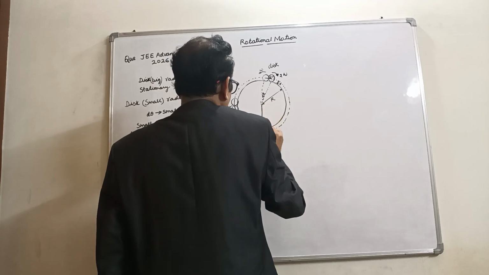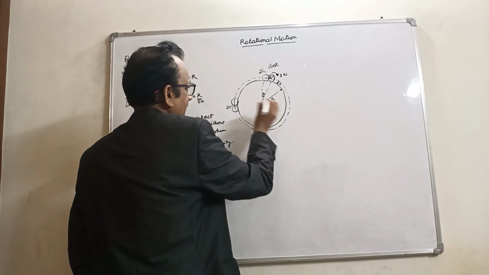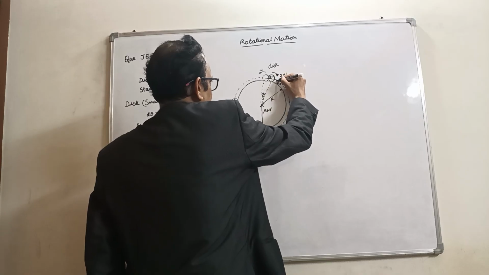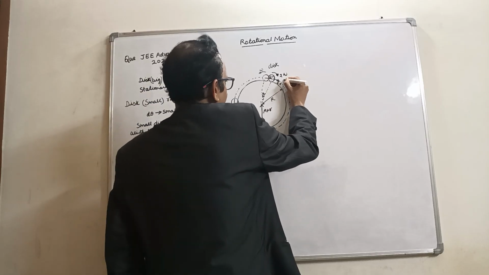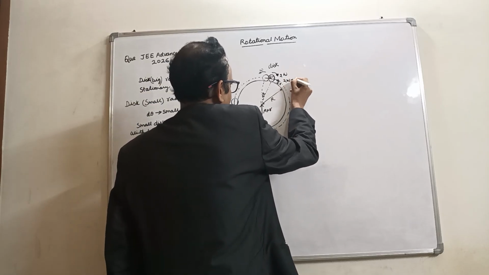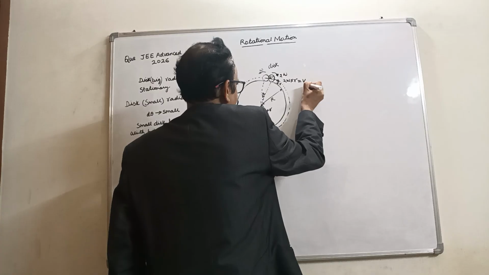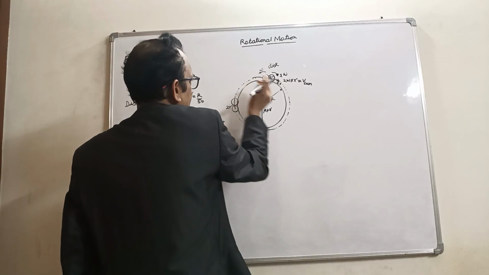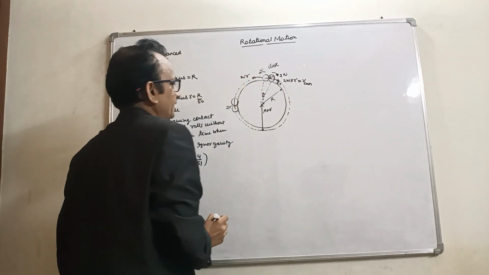The radius of the path of the center of mass would be r plus r. So this is the radius, and the velocity of the center of mass for this disk would be 2 omega cross r. For the other disk, the velocity of the center of mass would be omega into r.